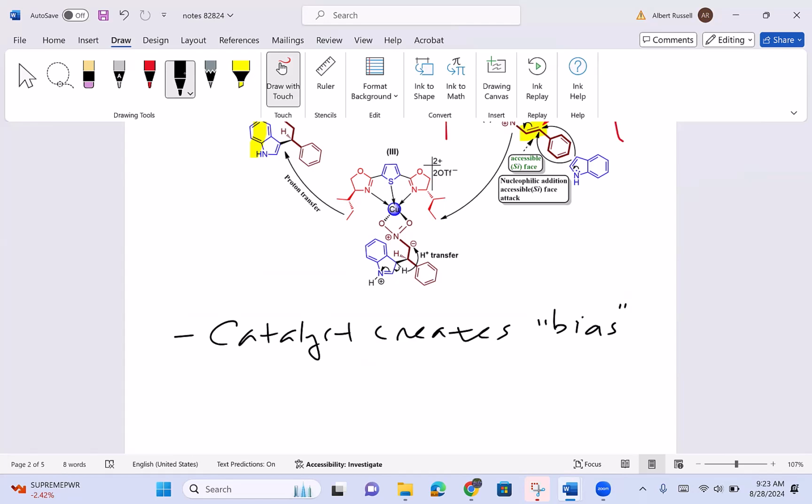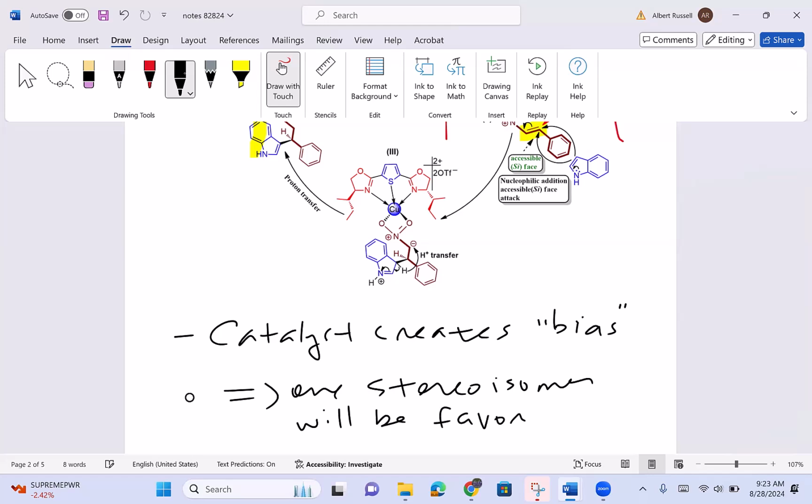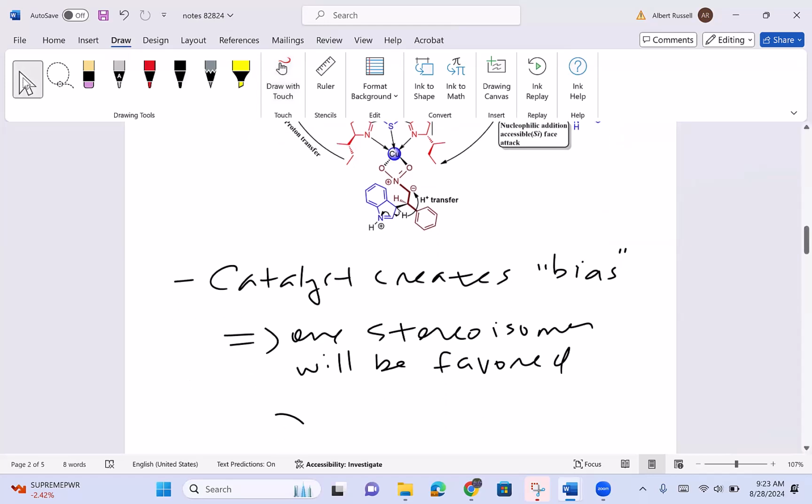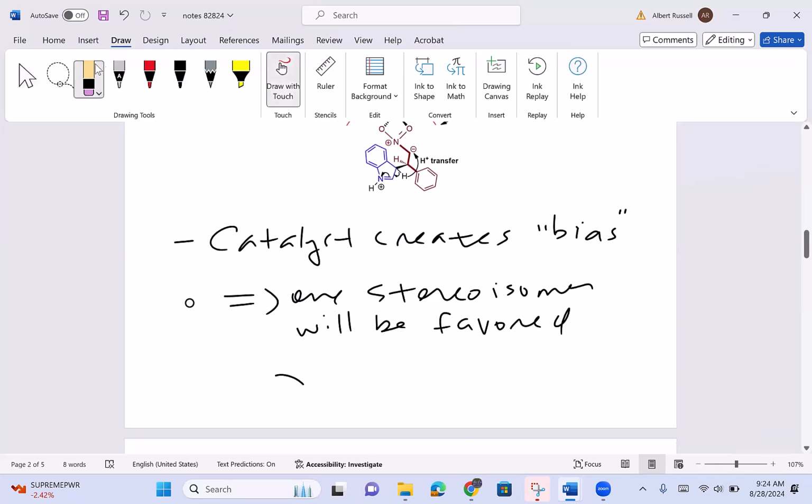Right, the catalyst creates a bias, right? And because of that bias, one stereoisomer is going to be favored over the other. Right? So because of that bias, you favor one stereoisomer over the other. And what you get as a result of that is an unequal mixture of stereoisomers.